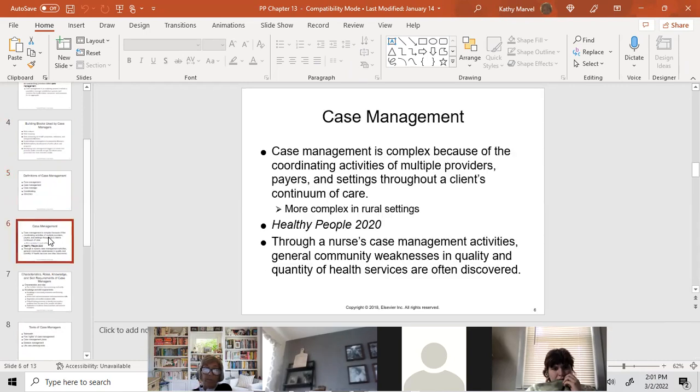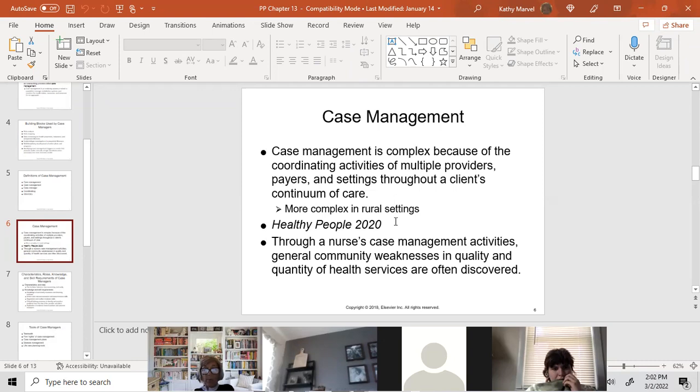There's just some definitions that we don't really need to go through right now. So case managers work in the case management system. It's complex because of the coordinating of activities of multiple providers, payers. That's the other thing. You might be working with insurance companies. There's lots of different providers you might be working with. And it becomes more complex in the rural settings.